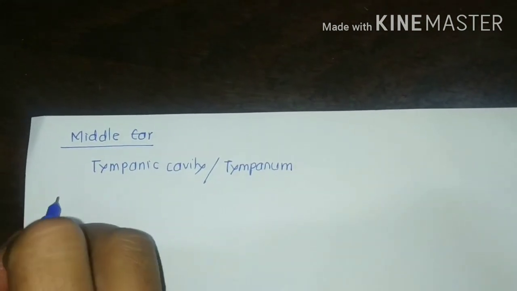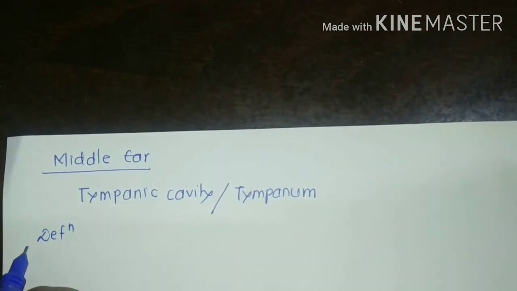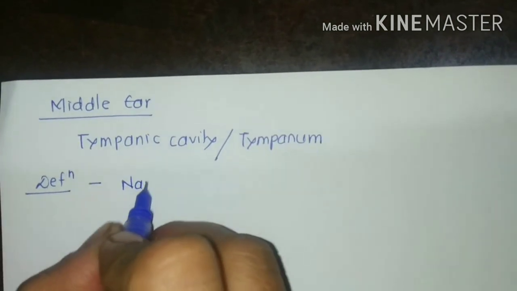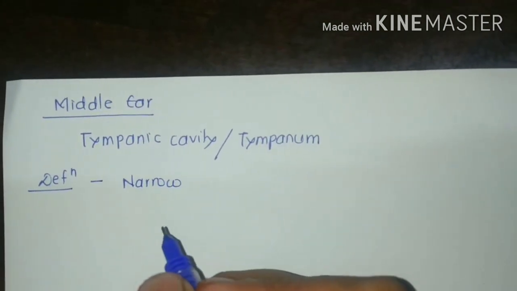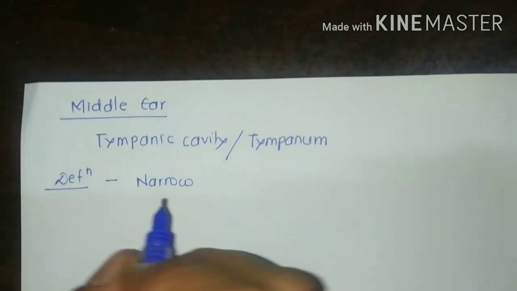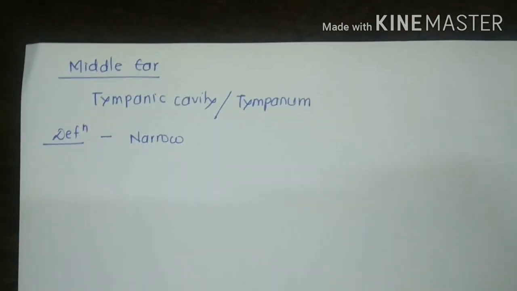Clear? To define the middle ear, we can say that it is nothing but the narrow air space which is situated in the petrous part of the temporal bone between the external and internal ears.